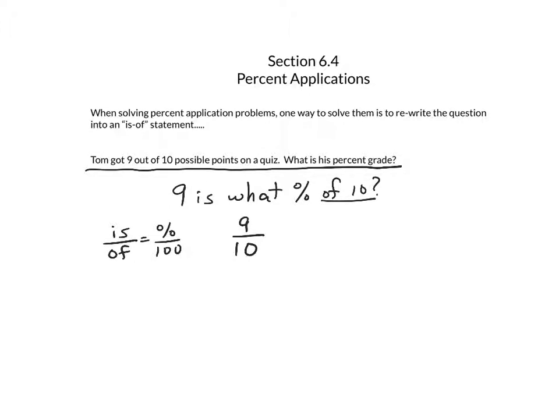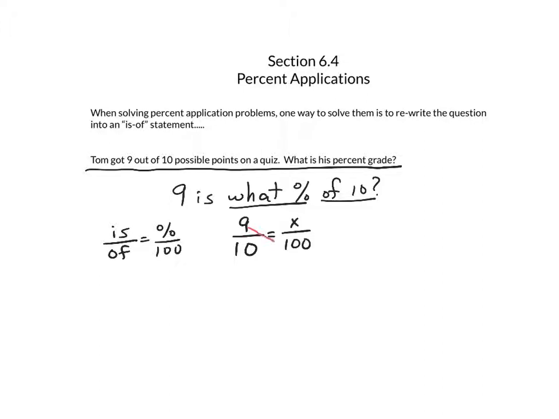So 10 is on the bottom. What percent? I don't know what percent, so I'm going to have an X on the top over the 100. And now I have my proportion. 9 out of 10 is equal to X out of 100.